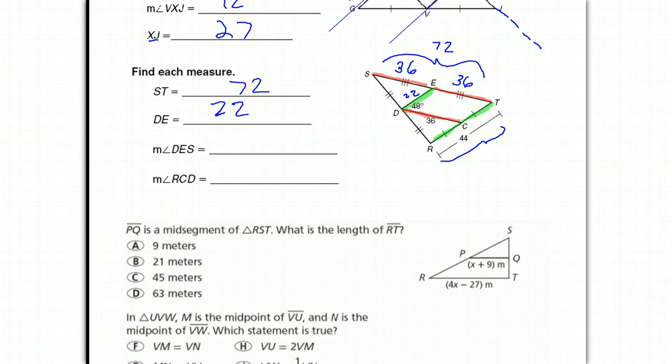And then we have to figure out some angles. So we'll look for some parallel relationships here. The one angle we know right now is that this is 48. So we want to figure out DES. DES is this angle right there, that little blue angle in there.